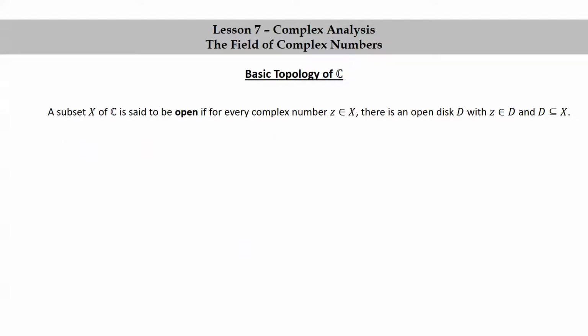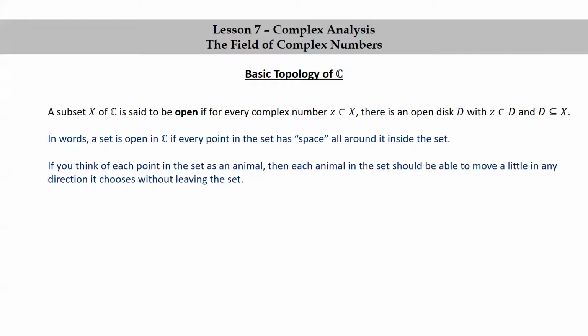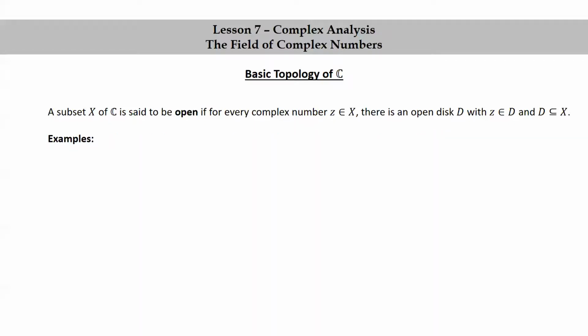A subset X of C is said to be open if for every complex number Z in X, there's an open disk D with Z in D and D a subset of X. In words, a set is open in C if every point in the set has some space all around it inside the set. If you think of each point in the set as an animal, then each animal in the set should be able to move a little in any direction it chooses without leaving the set. Let's look at some examples.